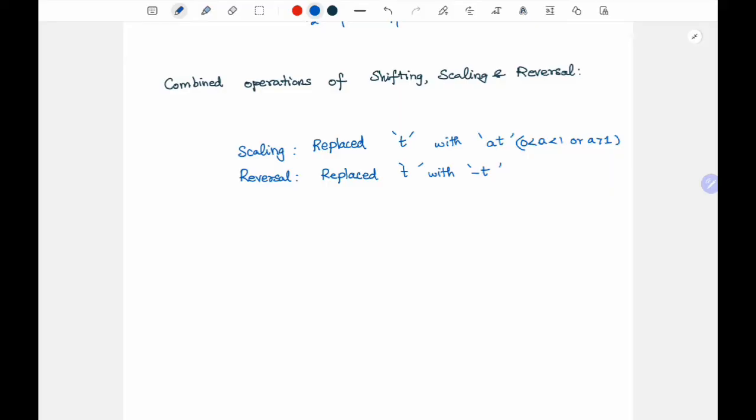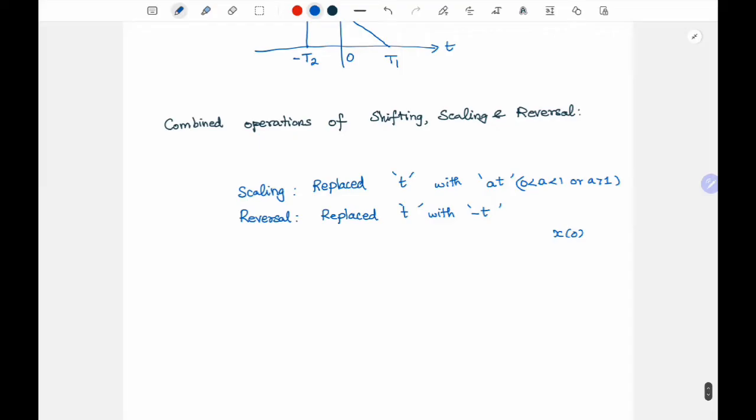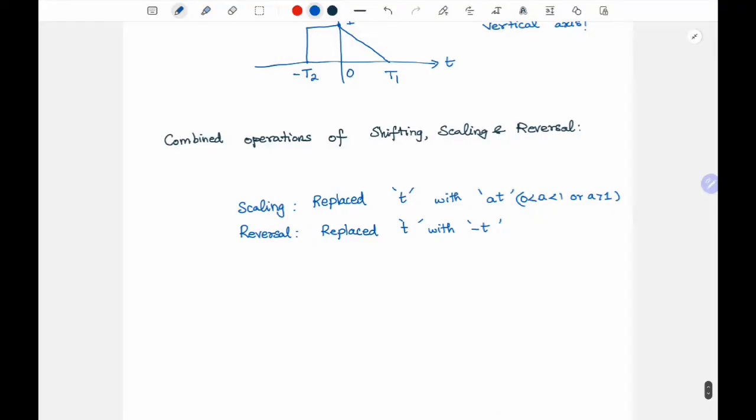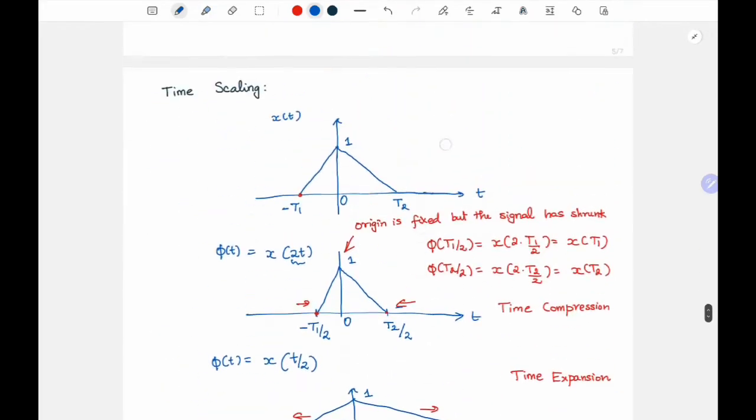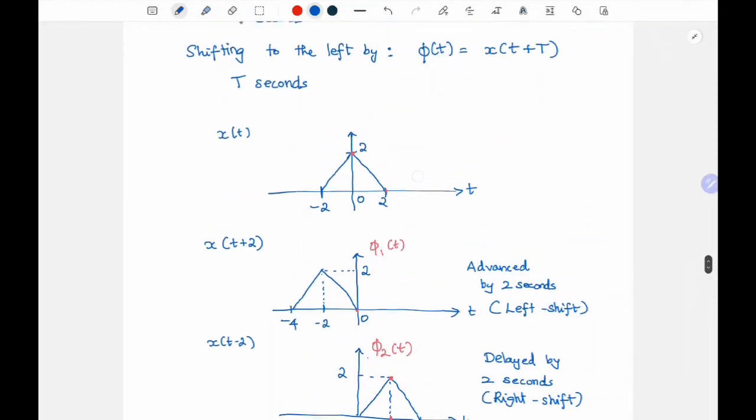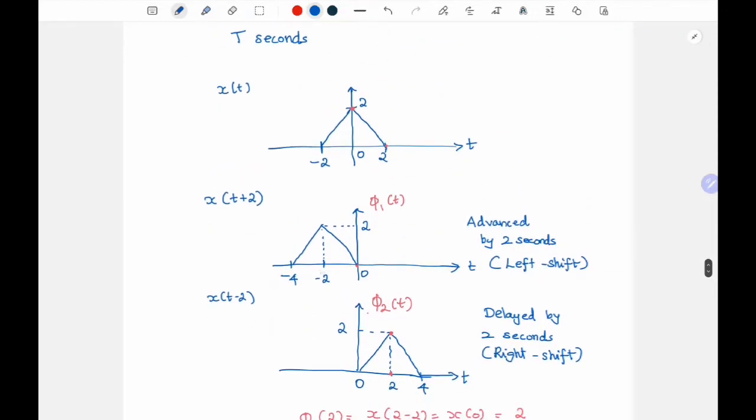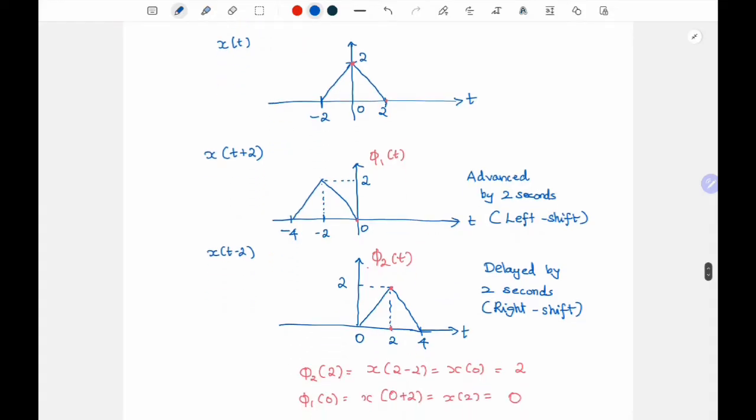Individually, when we don't want to mix them, we just say 0 less than a less than 1. And a can't be 0, because then it will just give x of 0, so that's something redundant, I feel. And so we'll consider a as greater than 0. And then what is remaining? Shifting, right? In shifting, what did we do? When we shifted to the left, we replaced t with t plus 2. And shifting to the right, we replaced t with t minus 2.